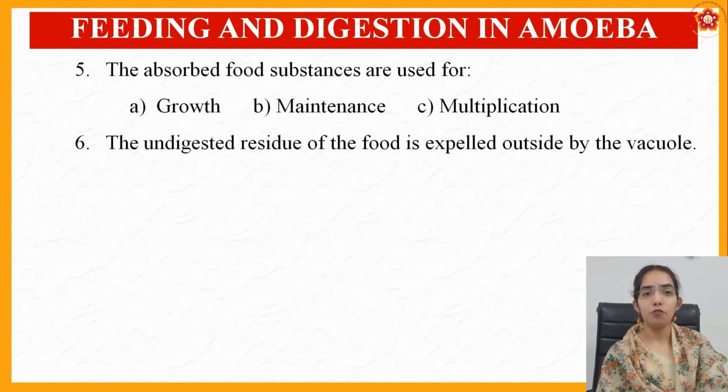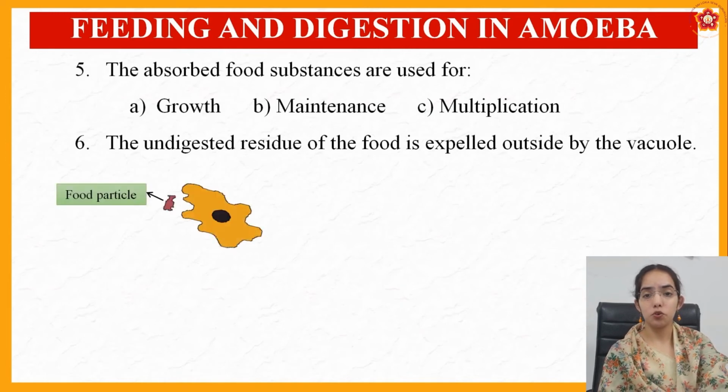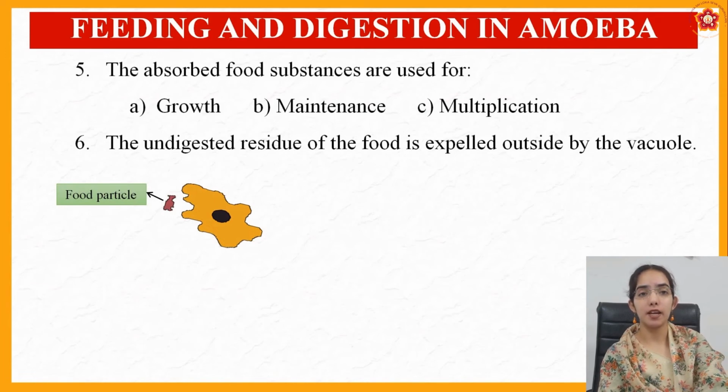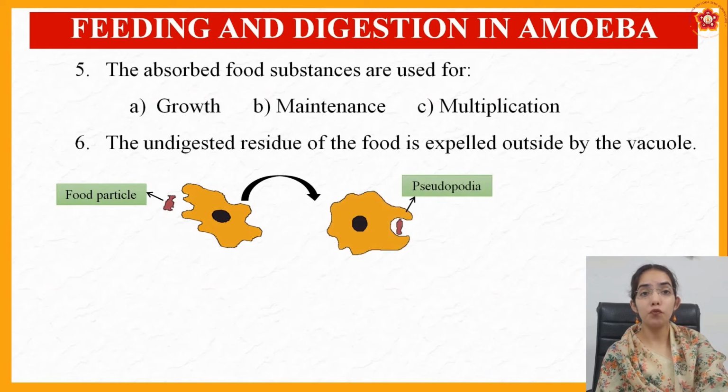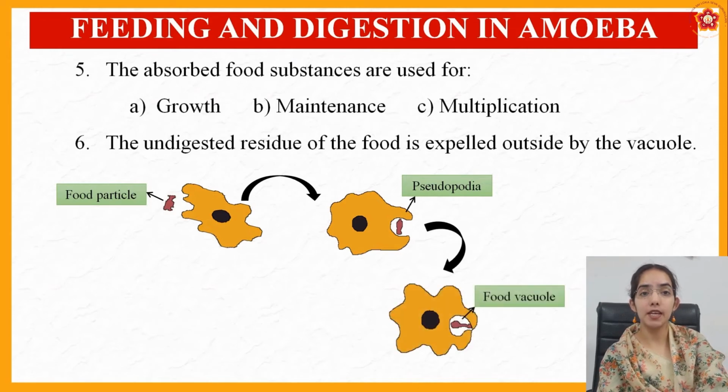Now let's have a look at the overall mechanism, what has actually happened right now. So the amoeba senses the food particle near it. Then it will move its pseudopodia towards the food. Then a food vacuole will be created. Inside this food vacuole, digestive enzymes and substances will be released so that the food can be digested.